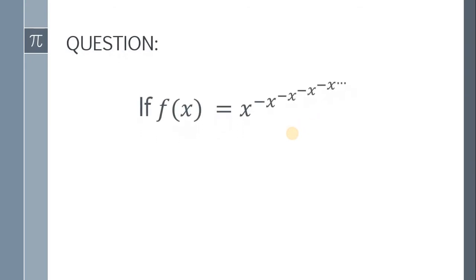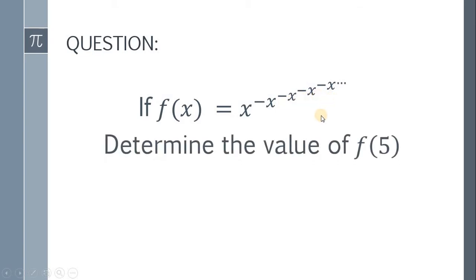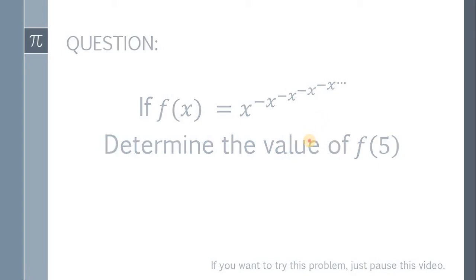Here's the question. If f of x is equal to x raised to negative x raised to negative x raised to negative x forever, then determine the value of f of 5. If you want to try this problem, just pause this video, and if you're done, here's the solution.